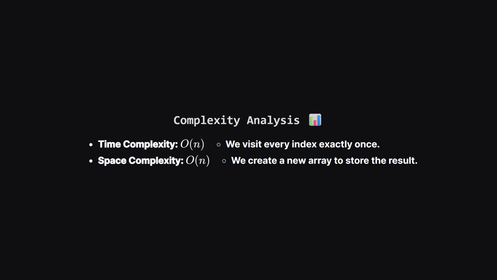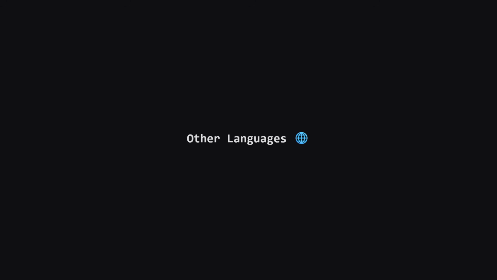So how fast is this? For time complexity, it is big O of n. We visit every single index in the input list exactly once to calculate its new position. For space complexity, it is also big O of n, because we are creating a new list of the same size to hold our answer. Since the problem asks for a new array, this is the best we can do.